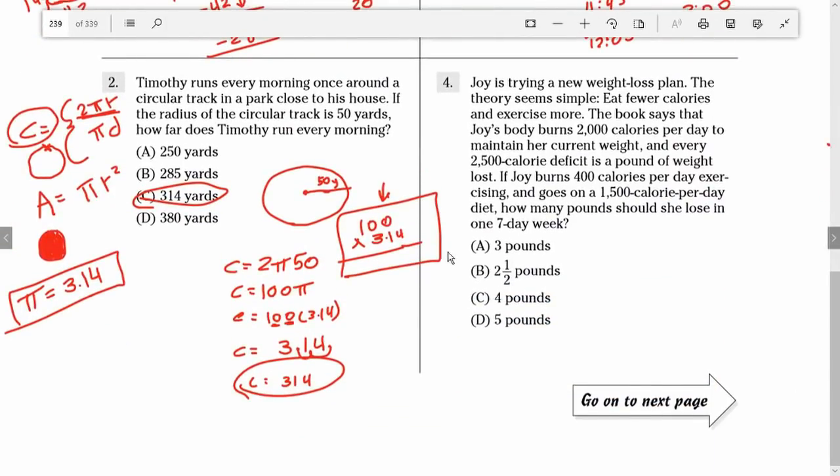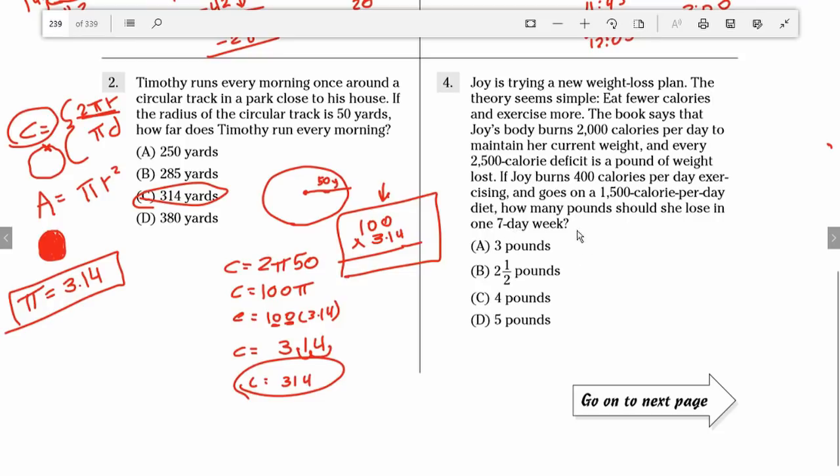All right, number 4. Joy is trying a new weight loss plan. The theory seems simple. Eat fewer calories and exercise more. The book says that Joy's body burns 2,000 calories per day to maintain her current weight, and every 2,500 calorie deficit is a pound of weight lost. If Joy burns 400 calories per day exercising and goes on a 1,500 calorie per day diet, how many pounds should she lose in one 7-day week?